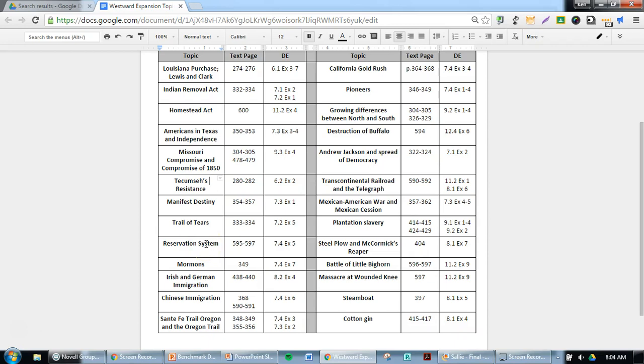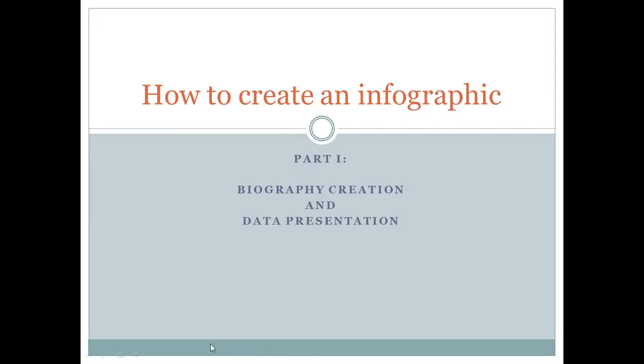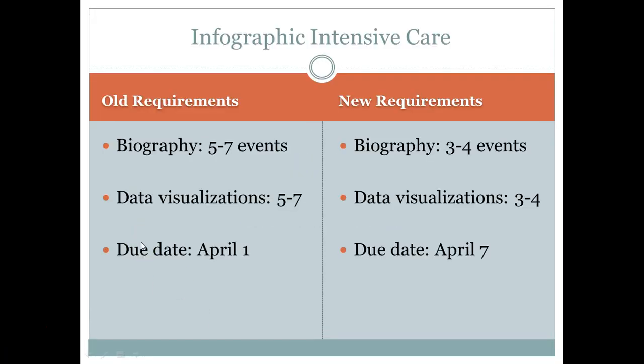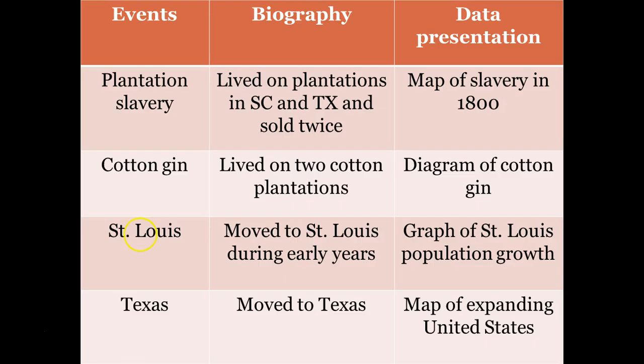So what it comes down to is a question of picking which ones fit into the story you're trying to create. For this story, I went with plantation slavery, the cotton gin, I added in St. Louis just to do a little different twist on it, and then Texas. So I have these events. The next question is, what do you want to do with these events? What do you want your character to do?